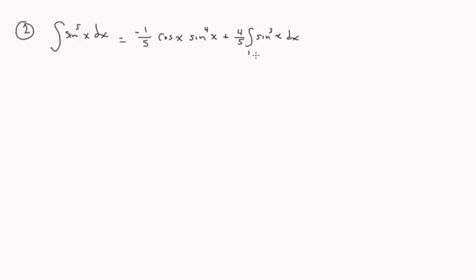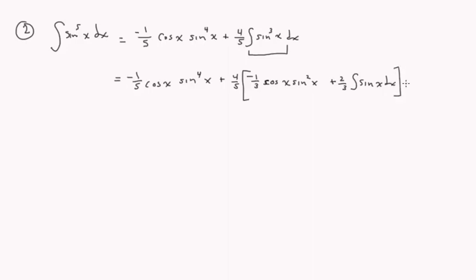Okay, so I'm going to re-employ the reduction formula on that portion. So let's first repeat this. Negative 1/5 cosine x, sine to the power of 4 x, plus 4/5. Now that 4/5 is going to be distributed, and I have a negative 1/3 cosine of x sine squared x plus 2/3 the integral of sine of x dx.